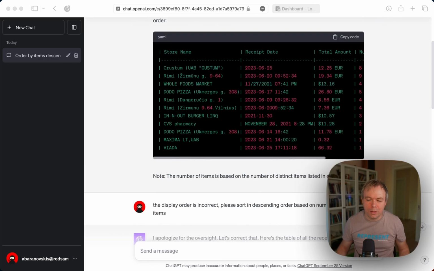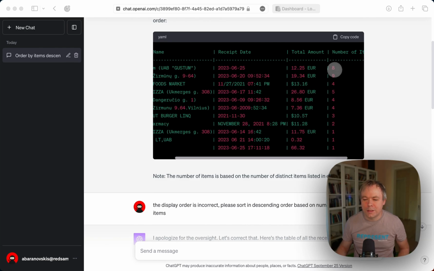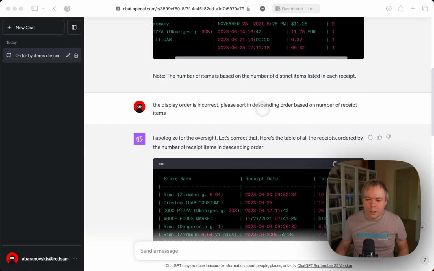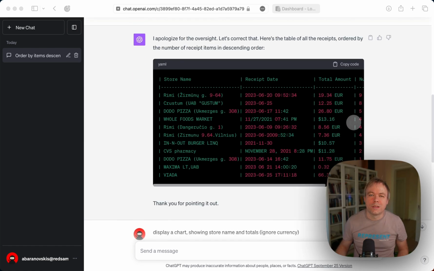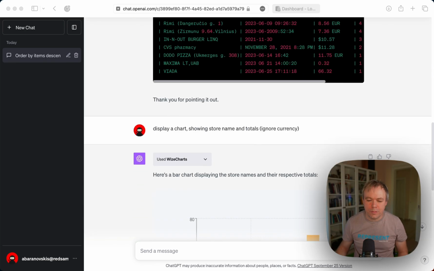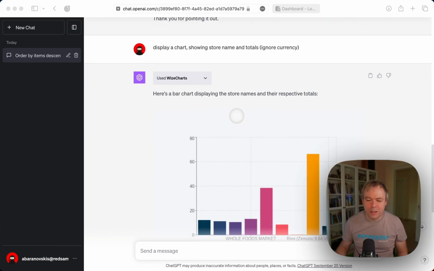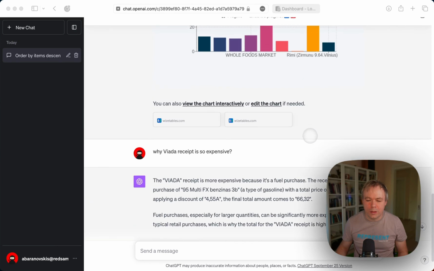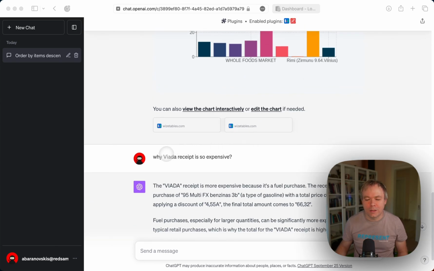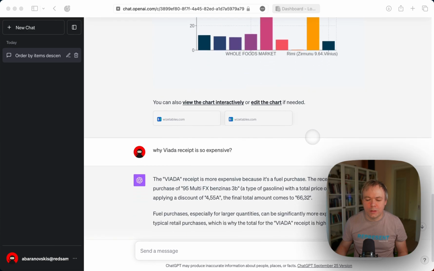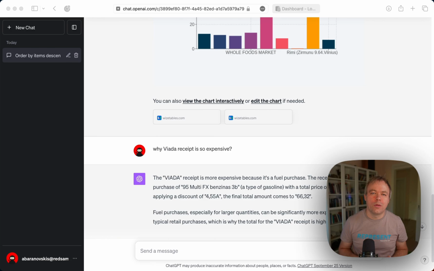Okay, so we got the table, and we can see that the result is incorrect because the ordering is not as I asked, since I asked to display in descending order. Then I said that the ordering is incorrect, and ChatGPT fixed this with a second request, so it was not able to do this in the first original request. Then I say, okay, display a chart with this data, and I get a chart. What ChatGPT does quite well, for example, is when I ask why one of the receipts was so expensive, it found that gas was purchased with this receipt, and this was the reason for the high price.